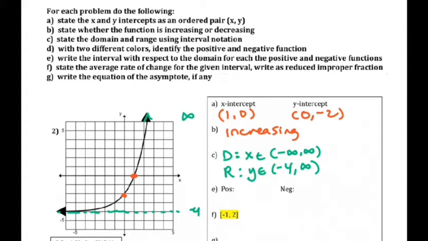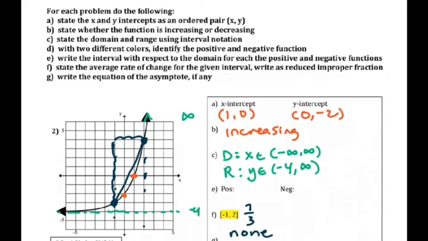I'm going to skip and I'll come back to parts E and D. Let's go to F. It says the interval from -1 to 2. So from -1 to 2, I need to find the average rate of change. So I'm going to come down here. If you need to think about your little imaginary brain scissors, you're going to go from right there to right there. So within that interval, I'm looking at that rate. So I'm going to go up 1, 2, 3, 4, 5, 6, 7 over 1, 2, 3, up 7 over 3. And then G is write the equation of the asymptote, if any, and that's going to be none.